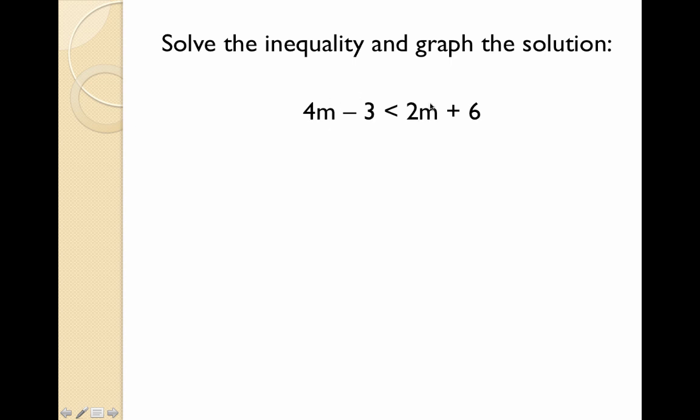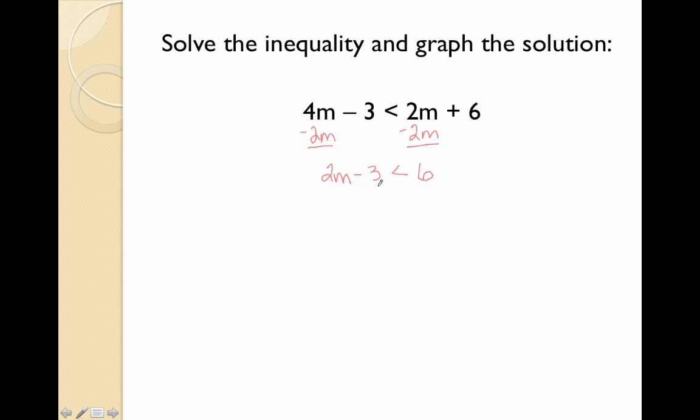I have 2 terms on either side of my inequality, so it's okay for me to go ahead and start isolating. If I had more than 2 terms, remember I would need to simplify first, but I have just 2 terms. So I've noticed that this 2m is smaller than this 4m, so if I subtract 2m, I end up with a positive variable and I don't have to worry about switching my inequality in the end. I'm going to subtract, which gives me 2m minus 3 is less than, these guys cancel out, less than 6.